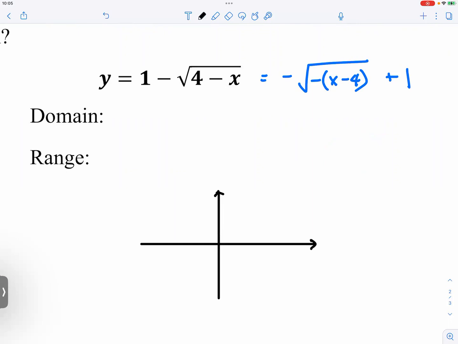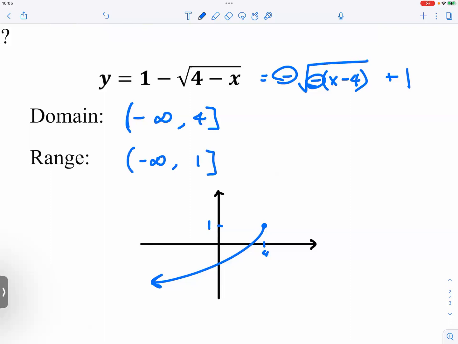So we say, oh yeah, this is moving to the right 4 units and up 1 unit. Okay, we have a point right here. It is moving to the left because of the negative for the b value. And it's going to move down because of the negative a value. So this is the graph. Okay, this is the graph. And so the domain is going to be anything from negative infinity to 4, including 4. And then the range is negative infinity to 1, including 1.